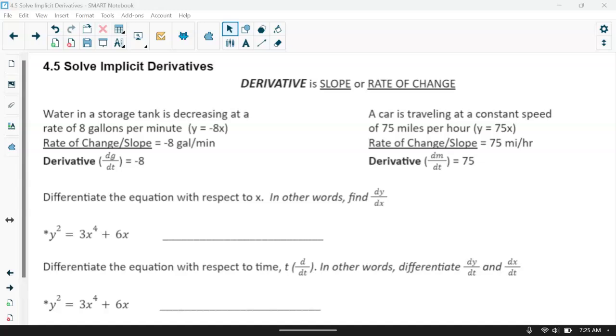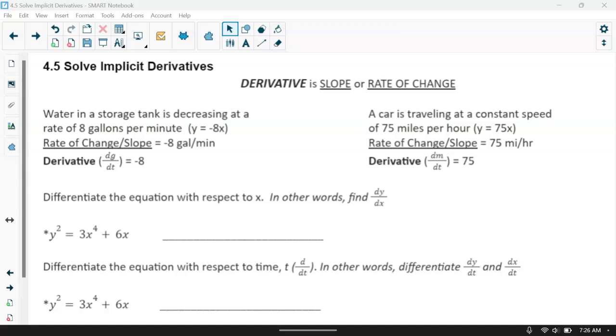So in this lesson, we are going to now solve our implicit derivatives, but now starting related to real world functions. So not just graphs, like with X and Y. Again, remember, derivative is slope. I mean, it's the slope of a tangent line, but it is slope or rate of change.